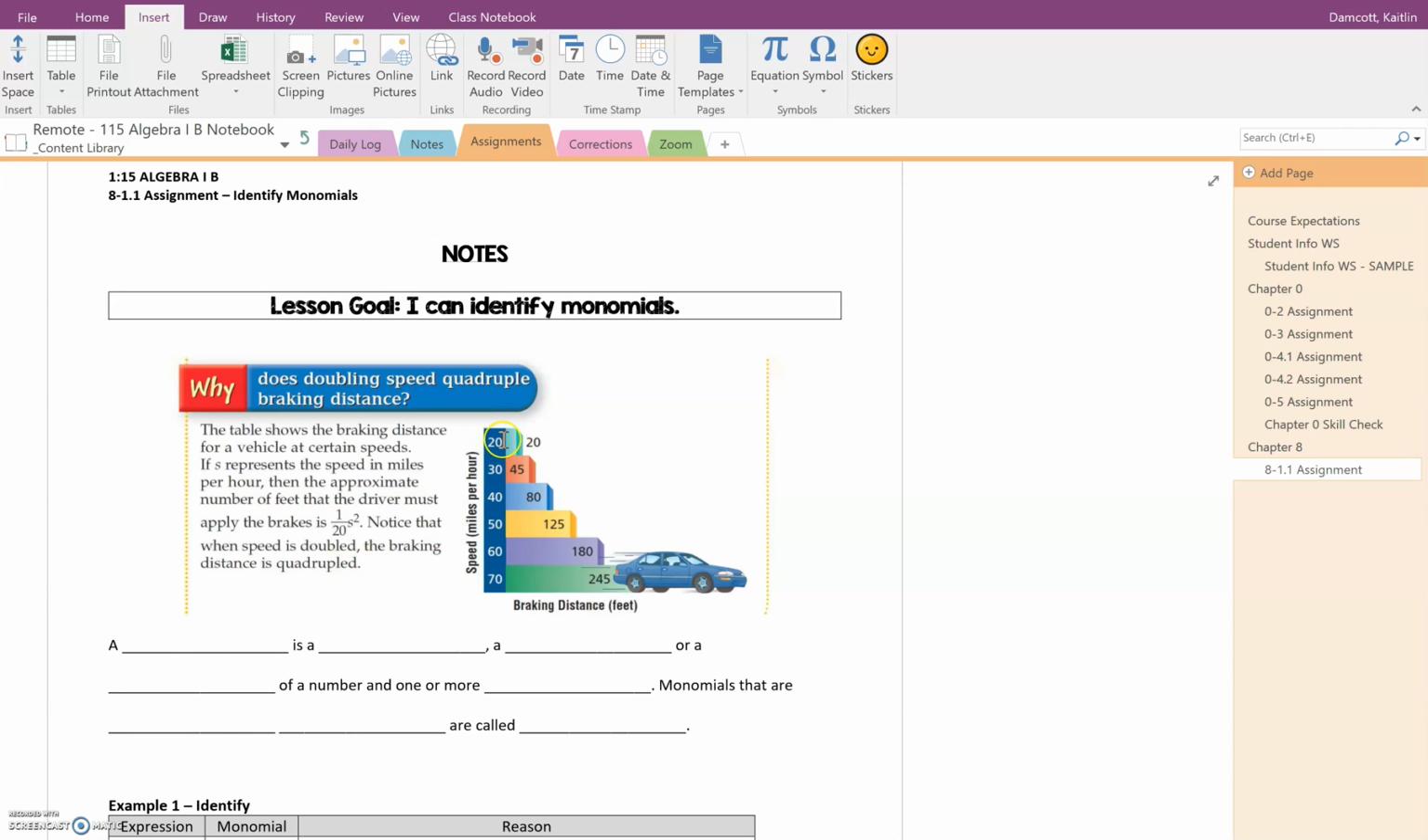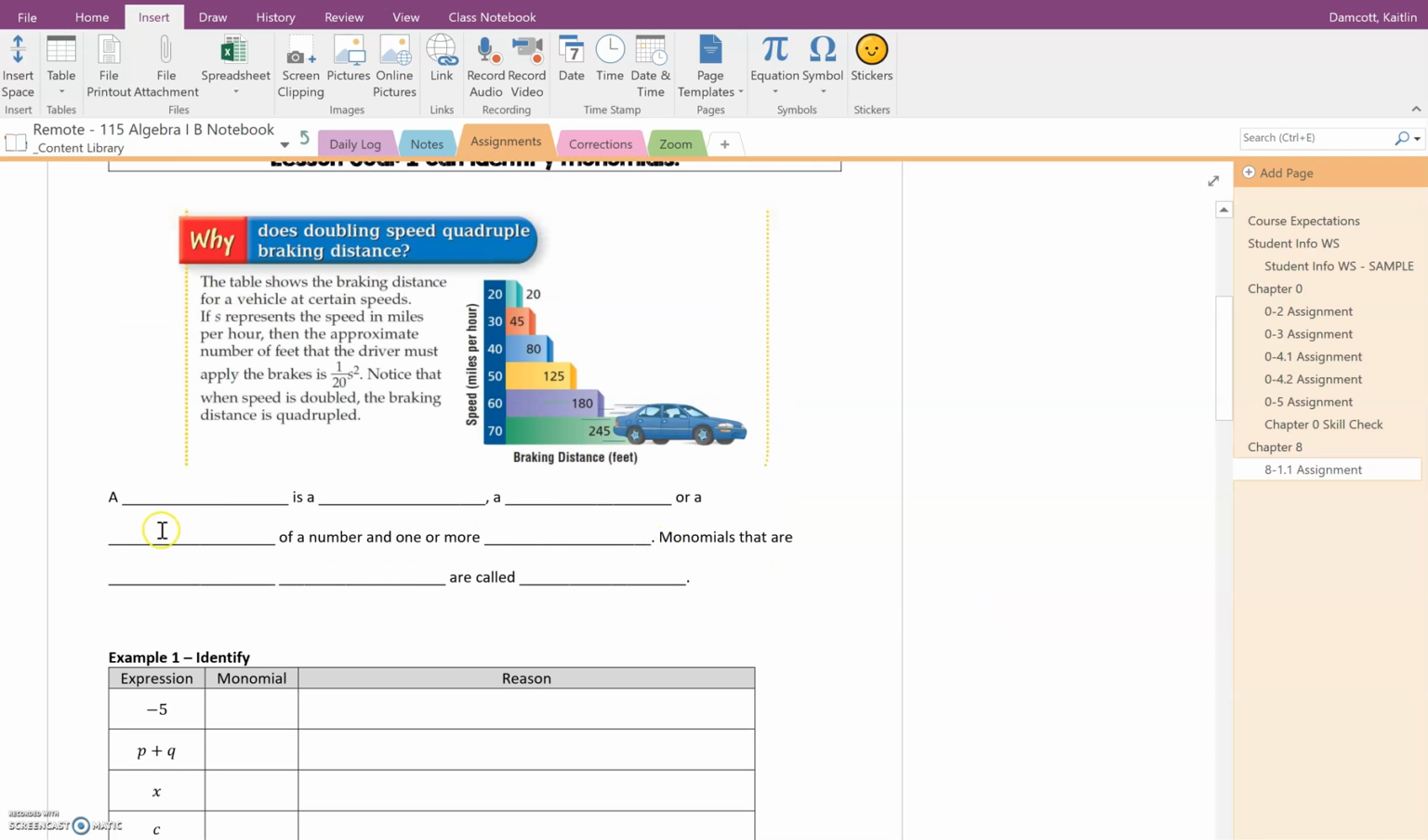So when you go from 20 to 40, we're doubling that speed. The brake time quadruples from 20 to 80. So this 1/20 S squared is going to be what we're focusing on right now. To get us going with this, we have some notes, some fill in the blanks. So fill in as you go. If you need to pause as you write, that's fine.